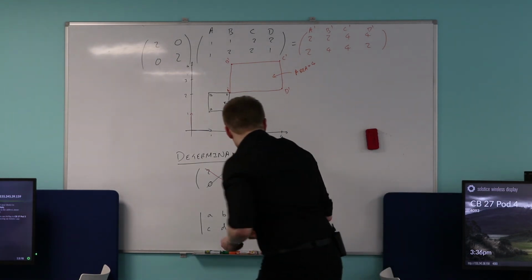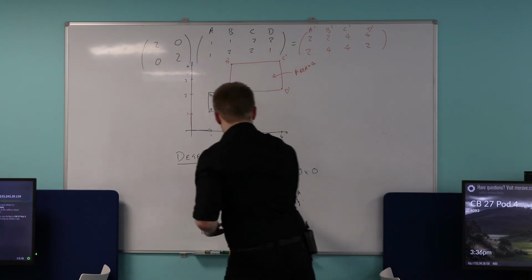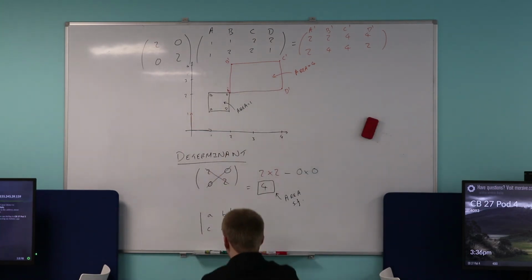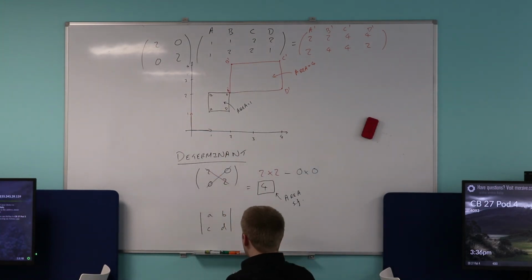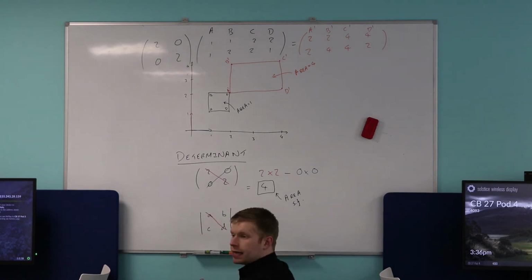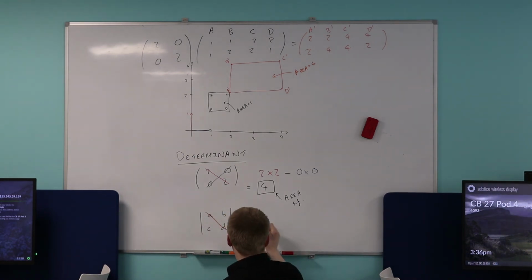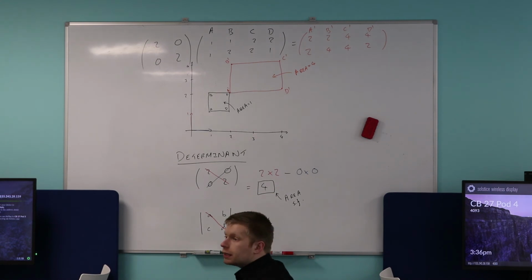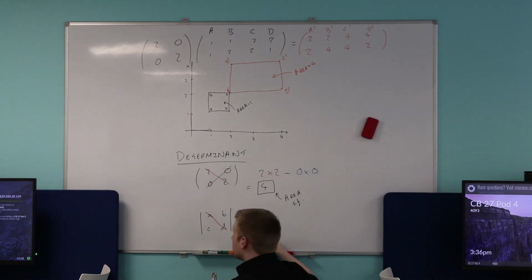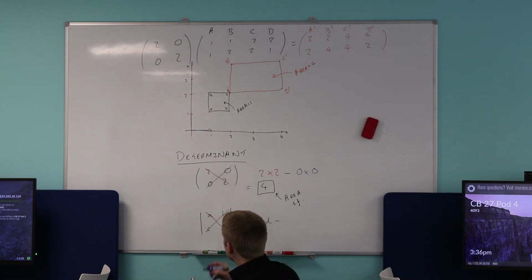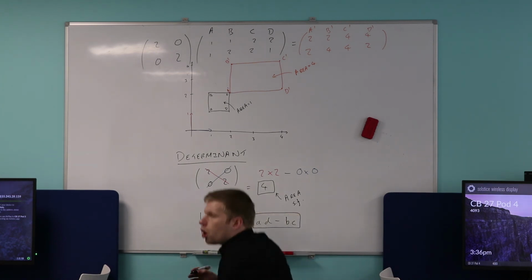Okay, to work out the determinant of a matrix, we simply take the leading diagonal, in other words, A and D, and multiply them together. So A multiplied by D. And then we subtract that from the non-leading diagonal elements multiplied together. So in this case, B and C. Multiply those together. This is how you work out the determinant of a matrix.